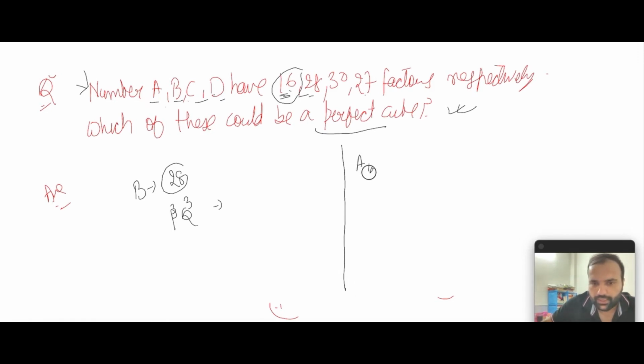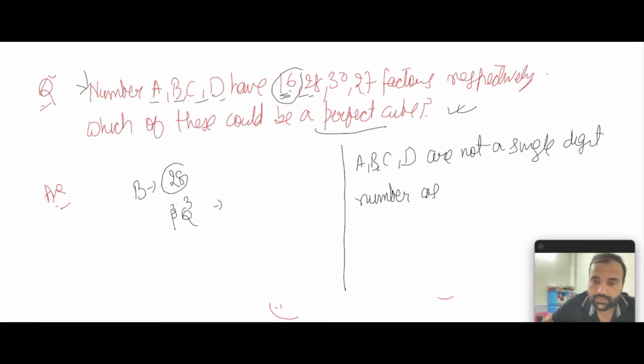We know that A, B, C, D are not a single digit number, as it does not fulfill the criteria of number of factors given. Now again we see over here that it's not fulfilling for a 2-digit number. So can we look for a 3-digit number as well?